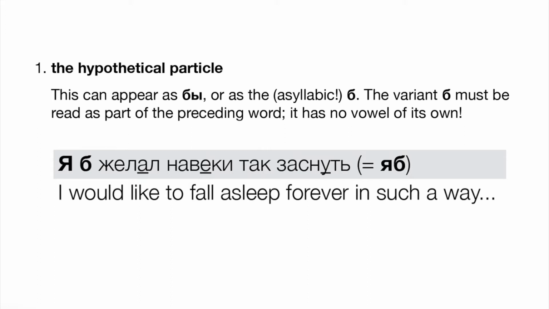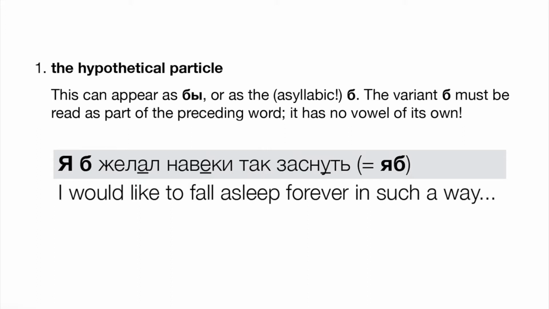Now, if Lermontov had used бы here, it would have violated the meter. Я бы желал навеки так заснуть. We're ending up with an extra syllable. The meter is totally ruined, and that's just not going to fly. So for that reason, he went with б.